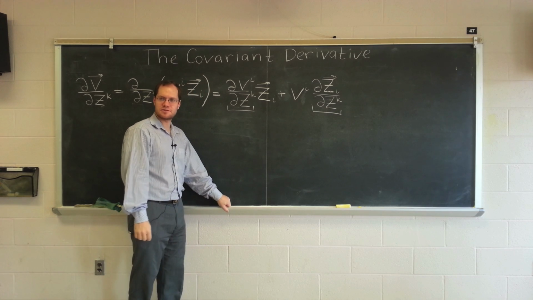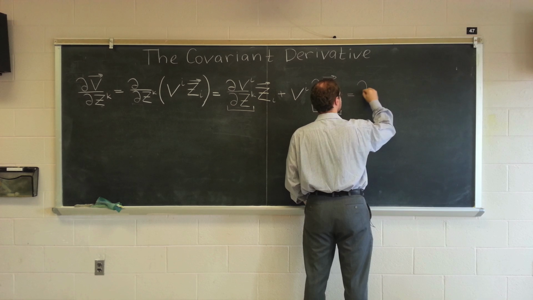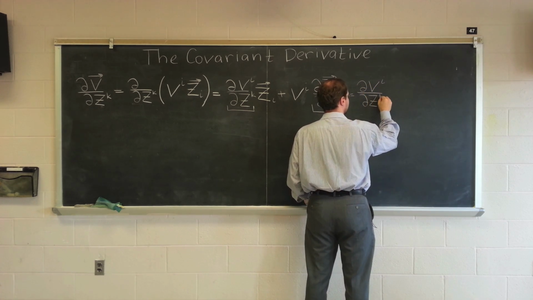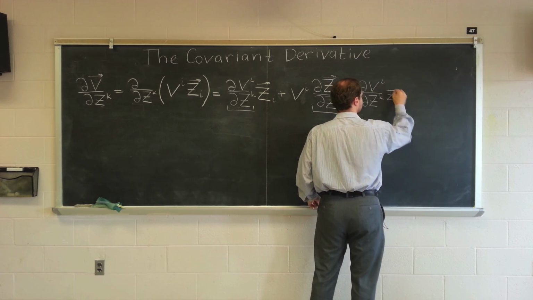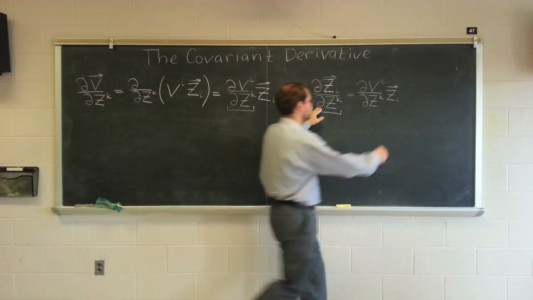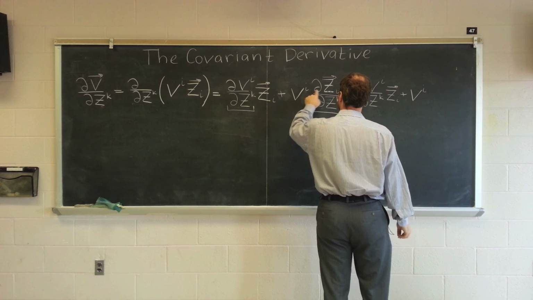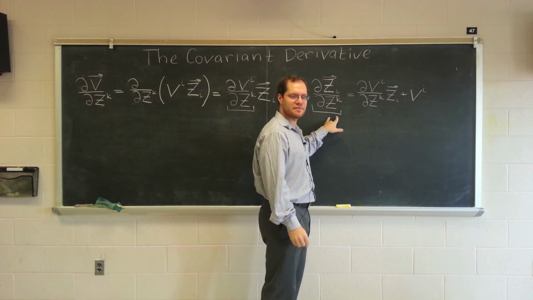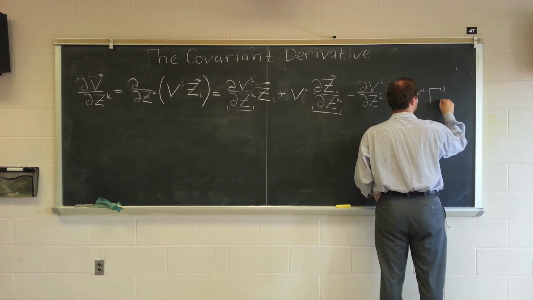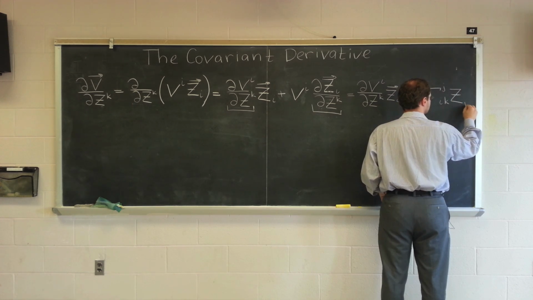So this term we'll leave as it is, dV^i/dz^k Z_i. And this object we'll write in terms of the Christoffel symbol, plus V^i, so this is gamma lower ik, upper j. So gamma^j_ik Z_j.